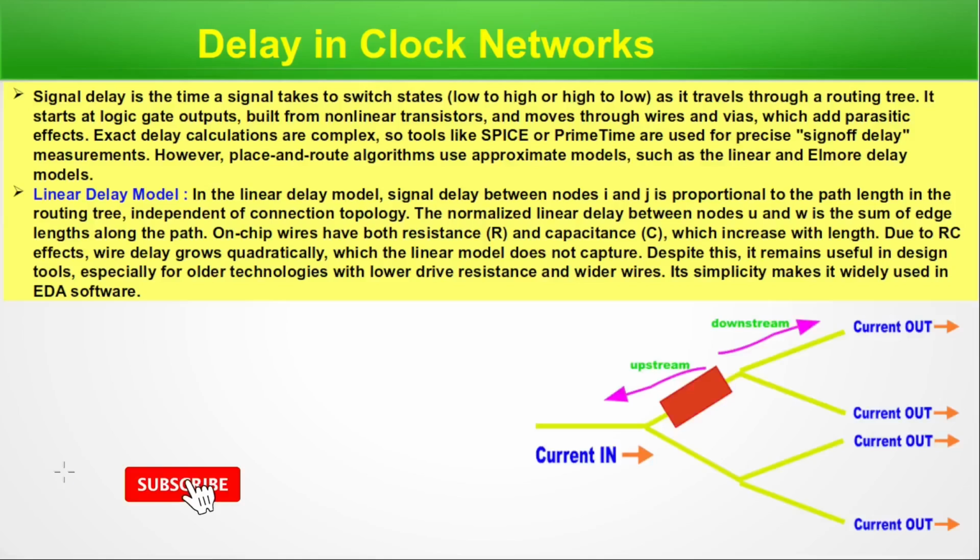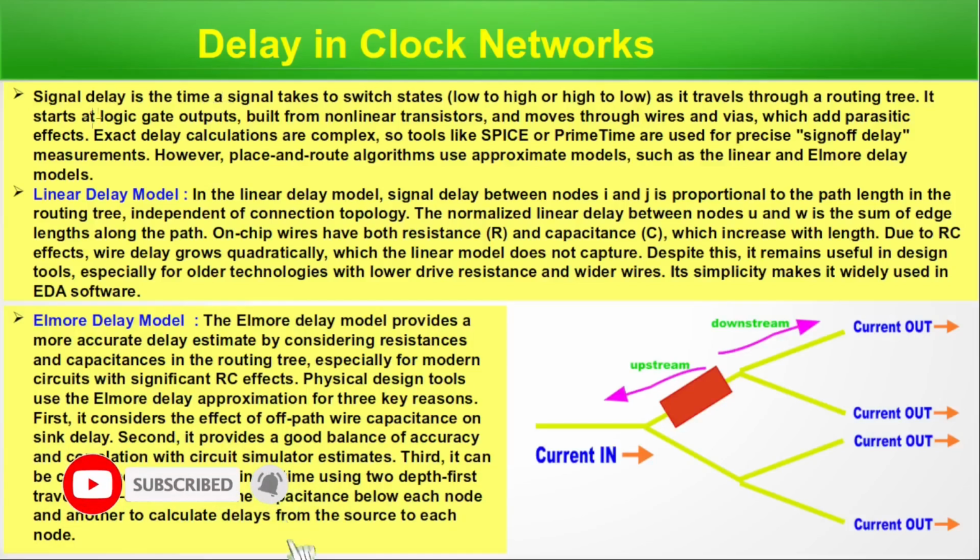Delay in clock networks. Signal delay is the time a signal takes to switch states, that is, low to high or high to low, as it travels through a routing tree. It starts at logic gate outputs built from nonlinear transistors and moves through wires and vias, which add parasitic effects. We all know about the parasitic effects of wires. In our interconnect series, we have discussed those parasitic effects in detail.